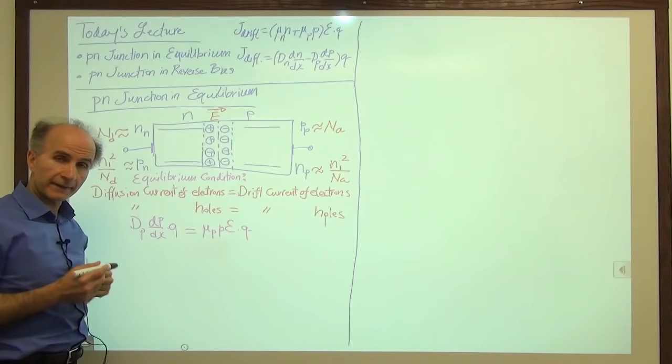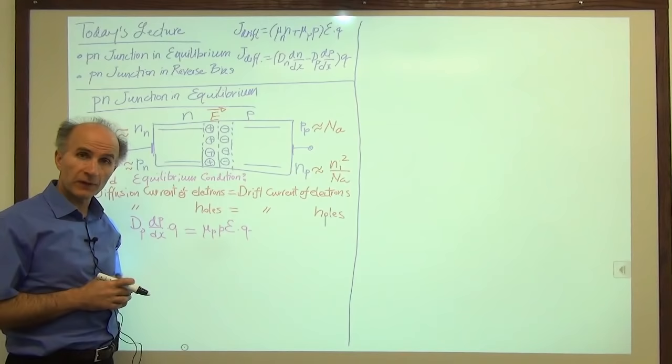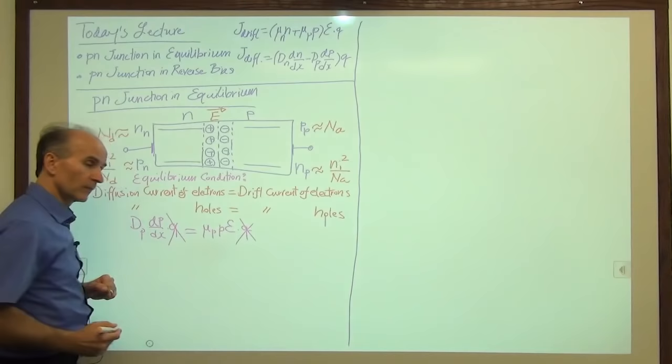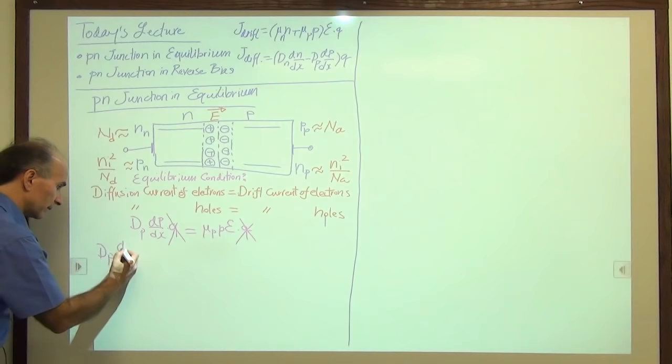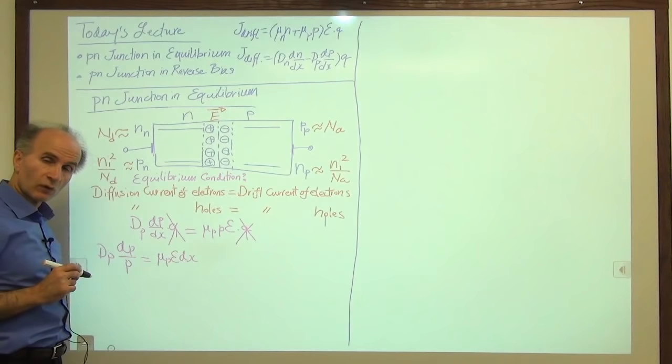Okay, well, how do I handle this equation? Well, why don't we try to integrate both sides with respect to x and see what happens? So, I will have to divide by p and then cross out this q with this q. So, what I have is dp over p is equal to mu p E dx. So far, so good? Okay.